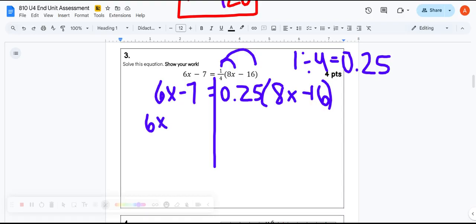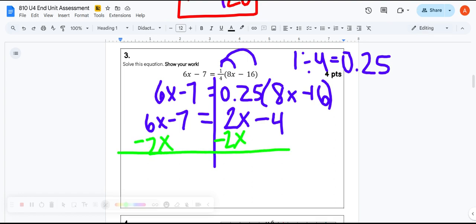So the left side of my equation stays the same. When I do 1/4 times 8x, or 0.25 times 8x, I get 2x. And then I have to do 0.25 times negative 16, which gives me negative 4. All right, we're back in action. Same steps as last time. Get your variables on the same side. Since it's positive 2x, I'm subtracting 2x on both sides. I now have 4x minus 7 equals negative 4.